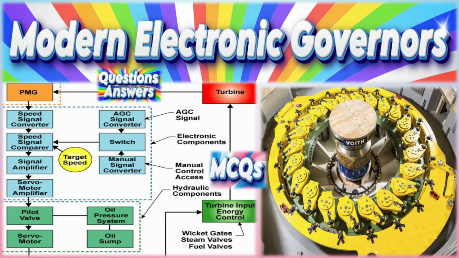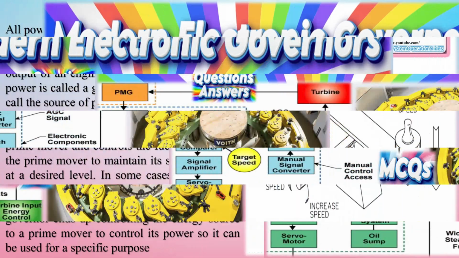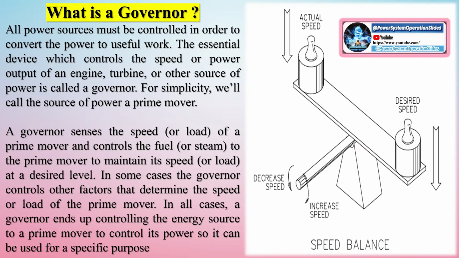A governor is the control mechanism that regulates the speed or load of a prime mover, such as an engine or turbine, which is responsible for converting fuel into mechanical or electrical energy. In power systems, governors play a crucial role in maintaining the stability of power output by adjusting fuel or steam input in response to changes in speed or load.